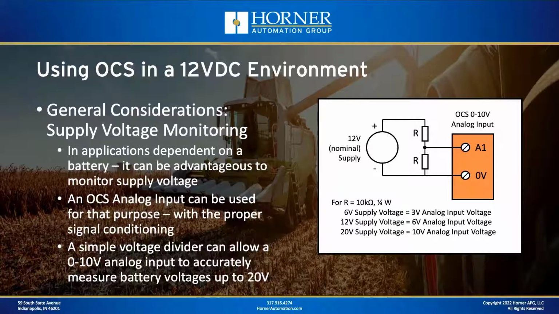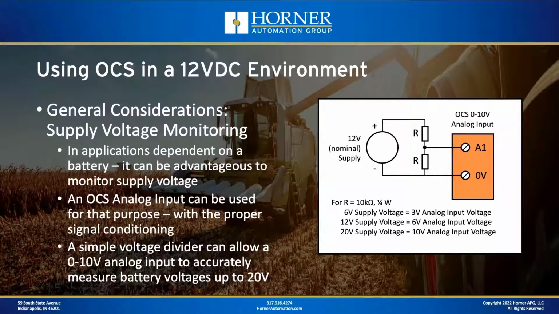You may be asking, how are we going to monitor supply voltage, which could be anywhere between, let's say, 9 volts and 16 volts as typical, when we have a 0 to 10 volt limit on our analog inputs on the OCS? Well, basically, we can do that using a simple voltage divider. And this is typically what we do in those applications internally when we're doing 12 volt testing. We'll use a voltage divider.